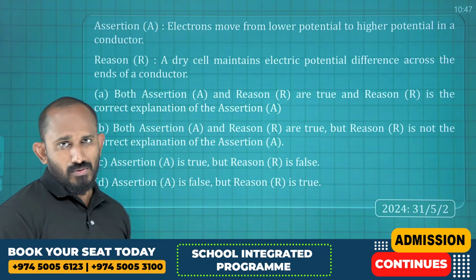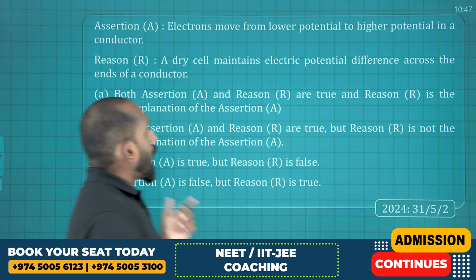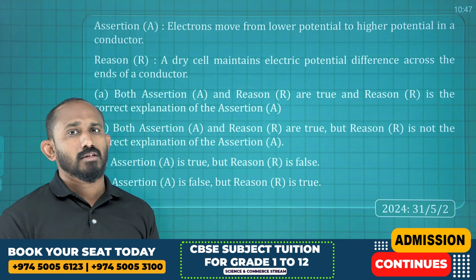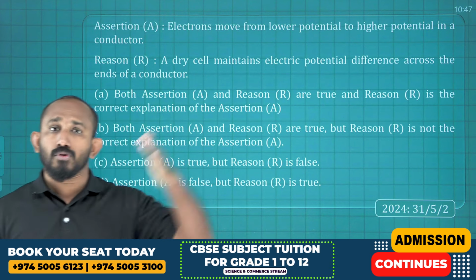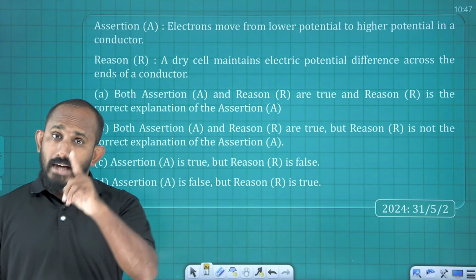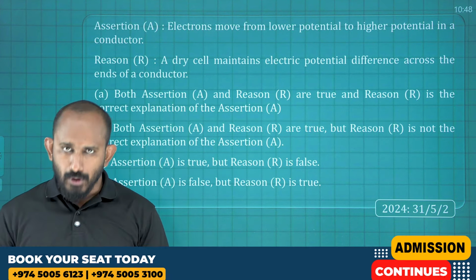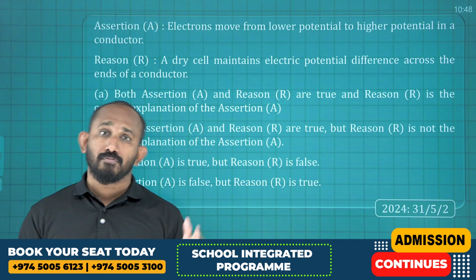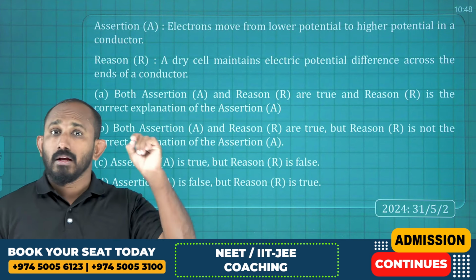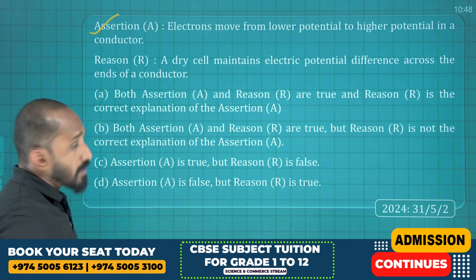It is an assertion and reason type question. Assertion: electrons move from lower potential to higher potential in a conductor. Yes, it is correct, because electrons are negatively charged. So they move from negative to positive of the battery, that is lower potential to high potential. But the direction of current is from positive to negative of the circuit, because the direction of current is the same as that of positive charge. That is the conventional direction we have. Electrons move from negative to positive, that is low potential to high potential. That is correct only.